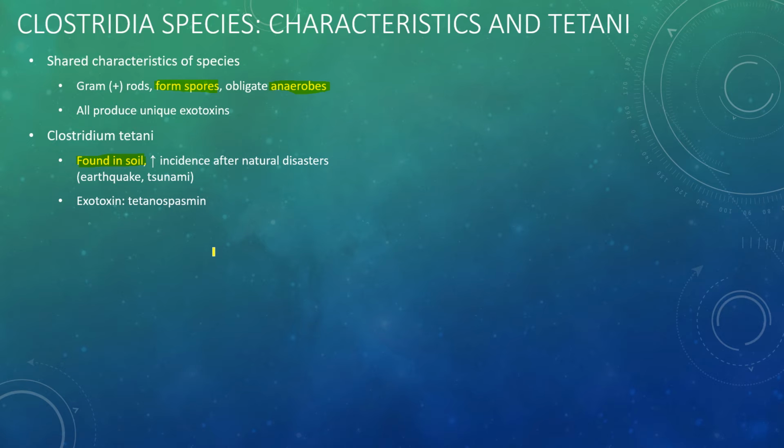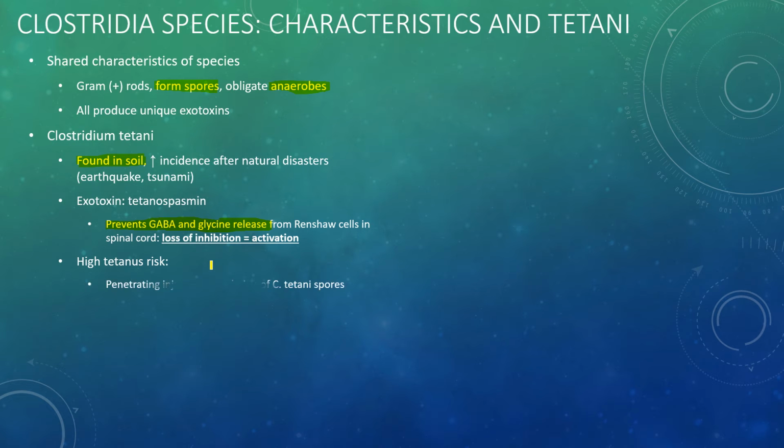The exotoxin that's unique to this one is called tetanospasmin, and the way it works is it prevents GABA and glycine release from Renshaw cells. Remember, GABA and glycine are inhibitory neurotransmitters. So if you prevent GABA and glycine release, what's going to happen? Activation. You stop inhibition, so guess what you get? Activation, especially of muscles.